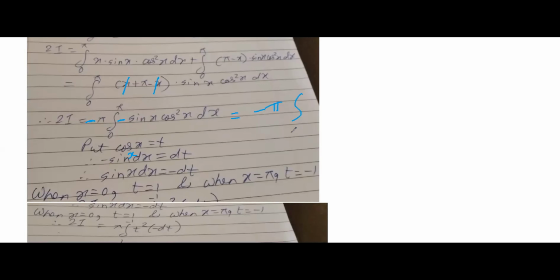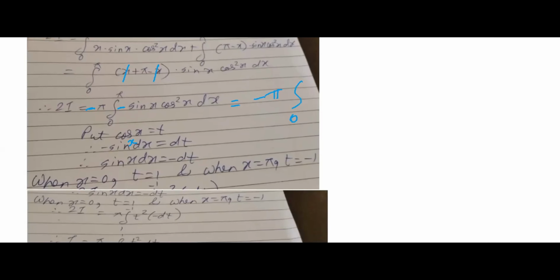Okay, integration. This 0 to pi will be changed now. Cos 0 is 1, and cos pi is minus 1. So this will be from minus 1 to 1. This minus sin x dx is dt, so you will write here dt.